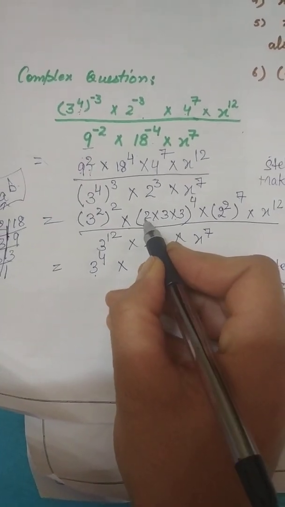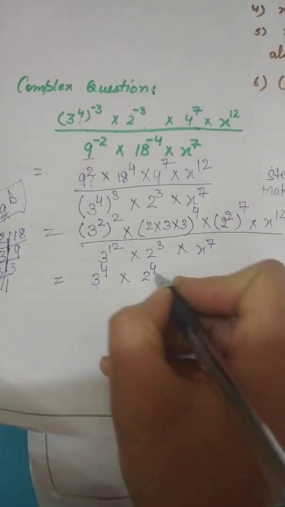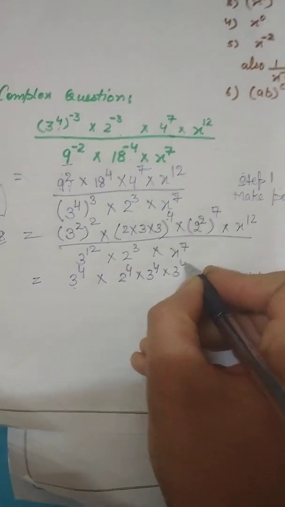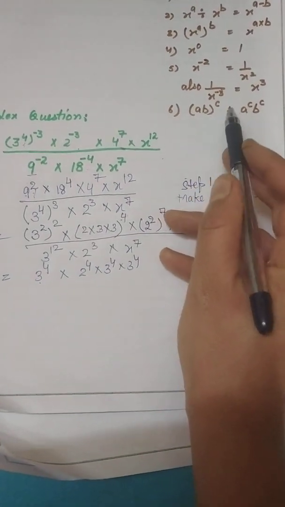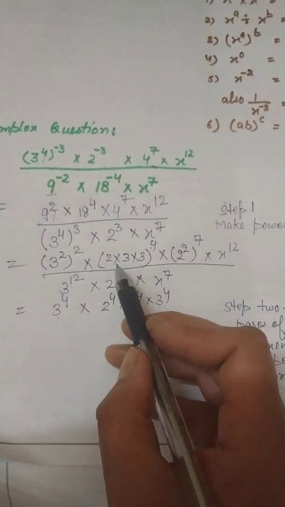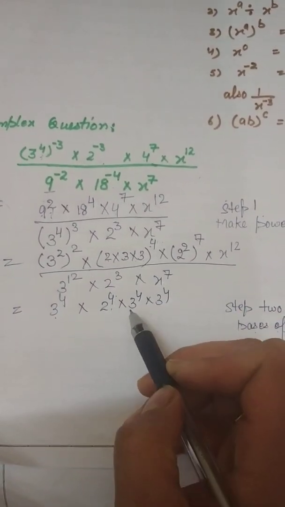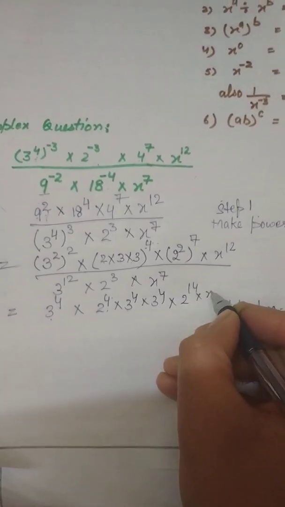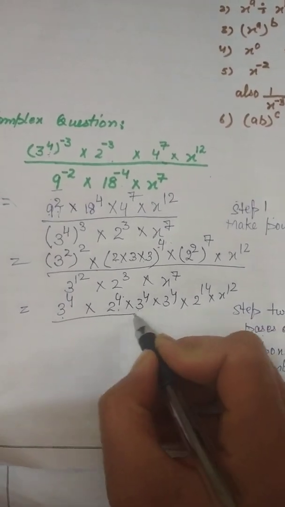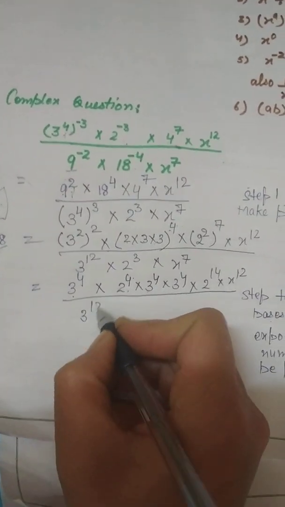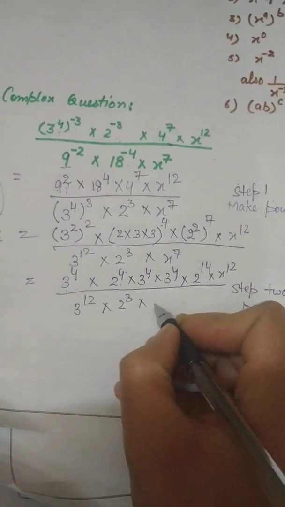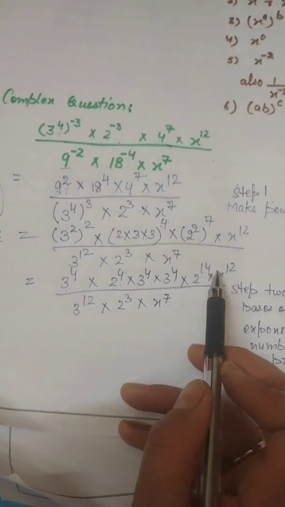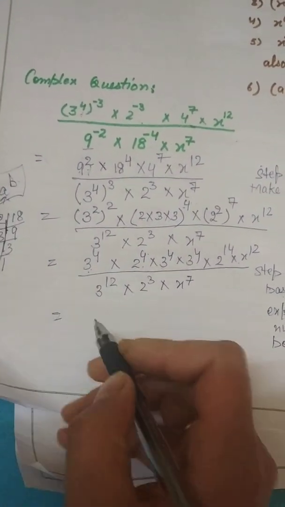Next is 2 raised to power 4, 3 raised to power 4, and this is 3 raised to power 4. How come this? As per this law: ab raised to power c is a raised to power c and b raised to power c. So here also 2 into 3 raised to power 4. So 2 raised to power 4, 3 raised to power 4, and this is 2 raised to power 14, and this is x raised to power 12. Then 3 raised to power 12 into 2 raised to power 3 into x raised to power 7. Now all the bases are prime and we have simple exponential form. Now you can start applying your laws.